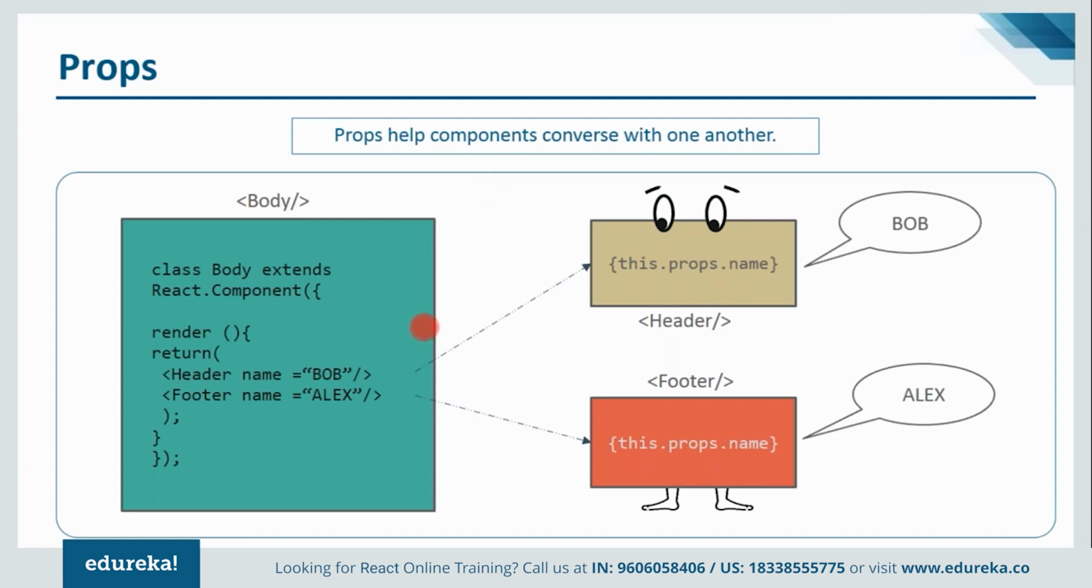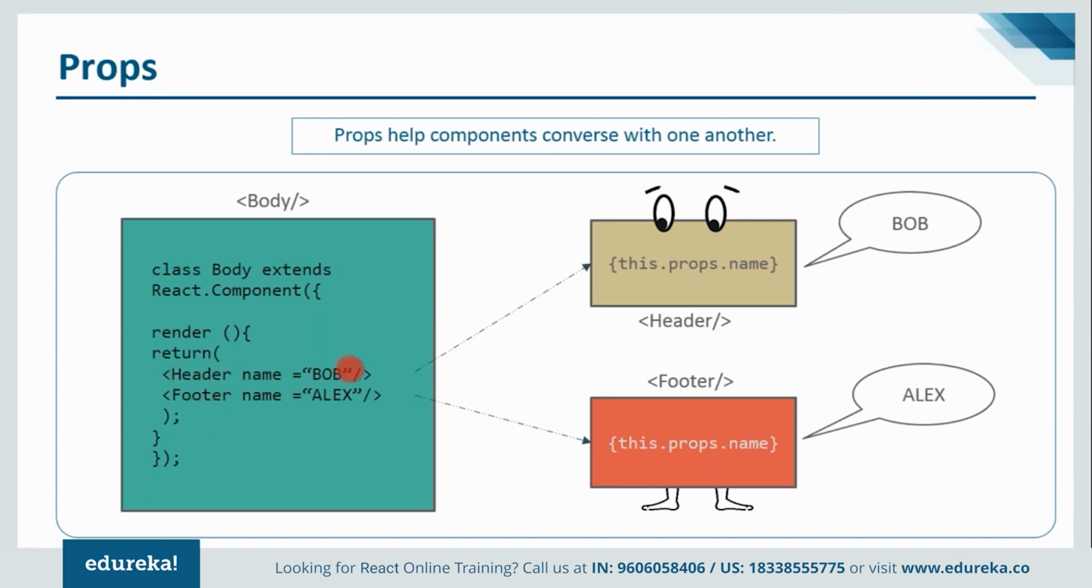So take our example over here. This is the parent component. The name of my parent component is body. There's a render function over here, and inside the render function I have basically 2 tags. One is the header tag and the other is the footer tag. Now these are again 2 different components.